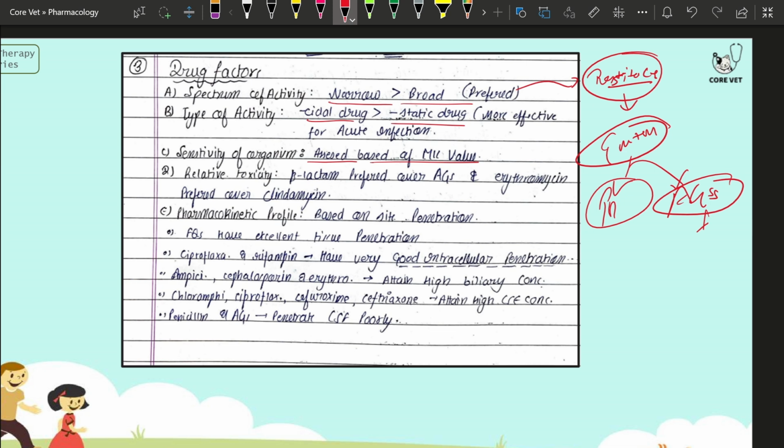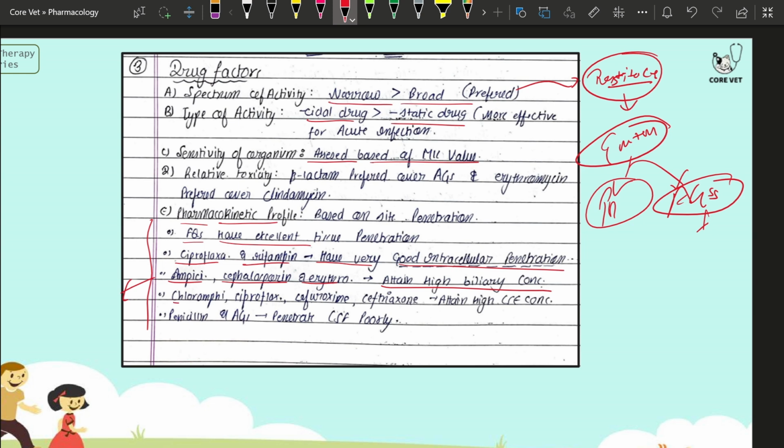Now you should also focus on the pharmacokinetic profile of a certain drug, what properties it carries. Likewise, fluoroquinolones have excellent tissue penetration. Ciprofloxacin and rifampin have good intracellular penetration. Ampicillin, cephalosporin, and erythromycin attain high biliary concentration. These drugs show different responses based on their pharmacokinetic properties.